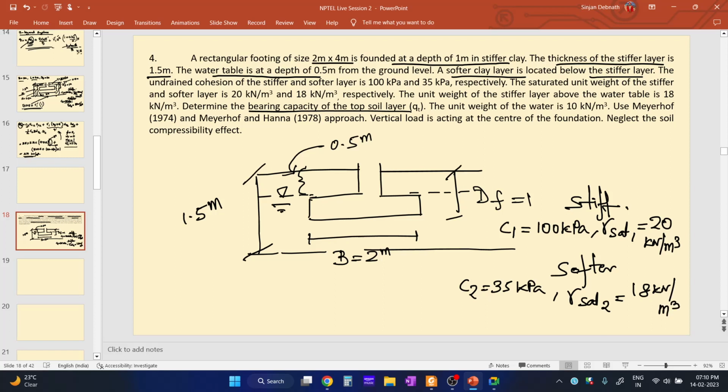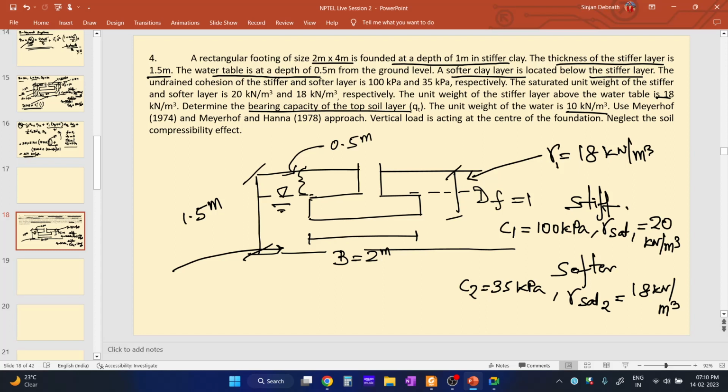The unit weight of the stiffer layer above the water table, so this part, suppose it is gamma 1, it is 18 kilonewton per meter cube. Determine the bearing capacity of the top layer. Now we have been asked to find out the bearing capacity of this layer, the top layer. The unit weight of the water is 10 kilonewton per meter cube.